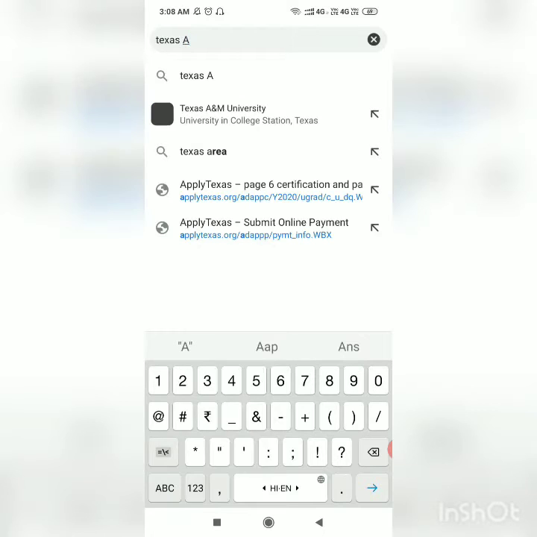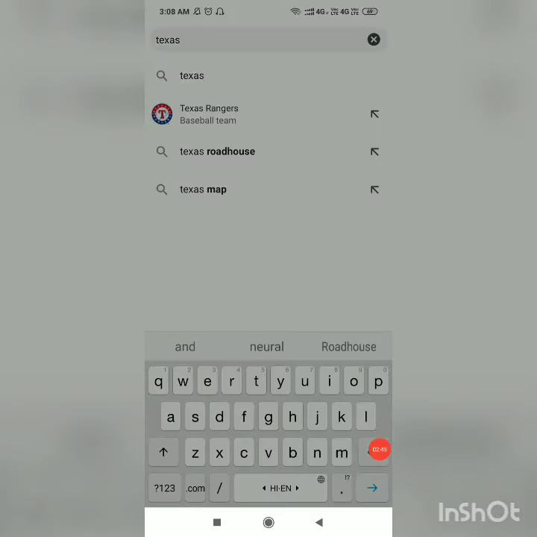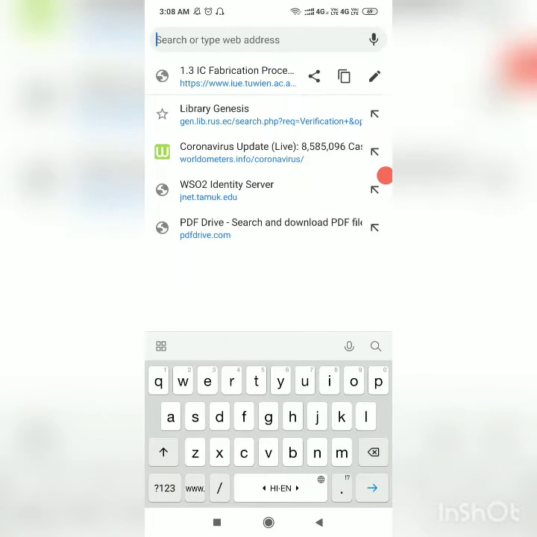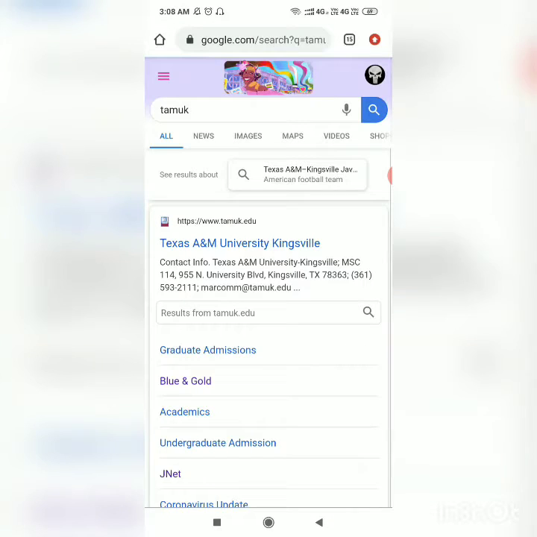I've gone into this university in Texas. Let us type here: Tamuk. So we are talking about this university. I attended a course here. You can come to this university and complete a course. You just need a GRE of 300 and an IELTS of 6 bands and you can get admission in this university.